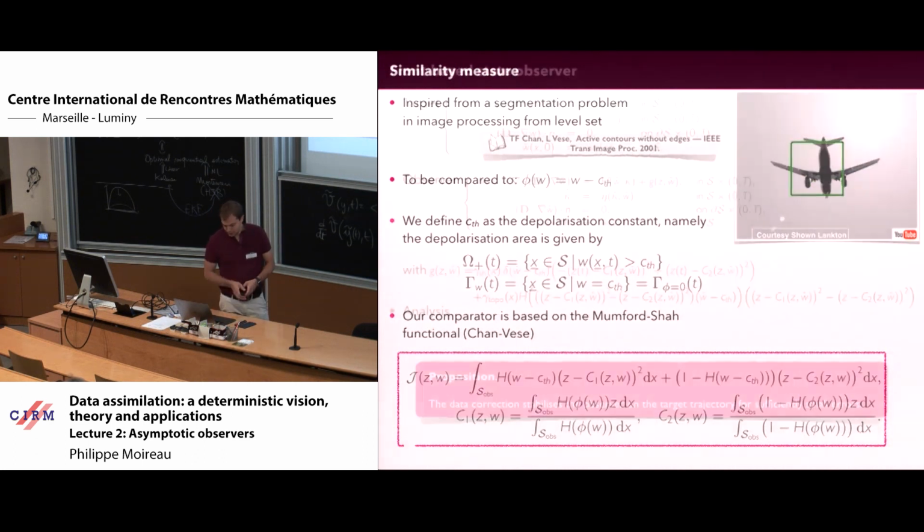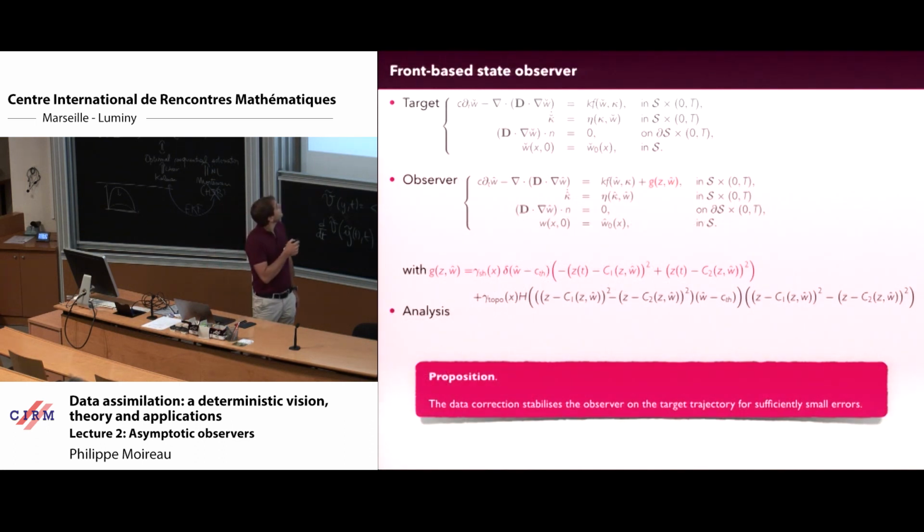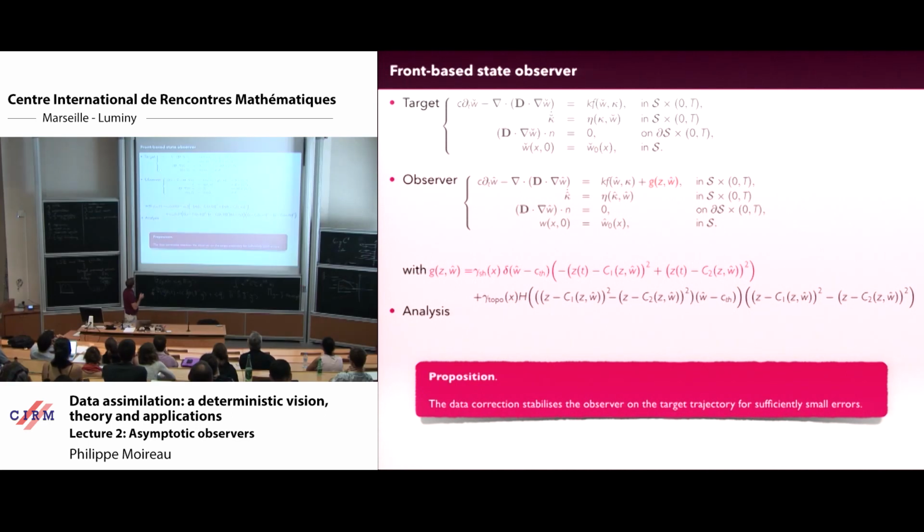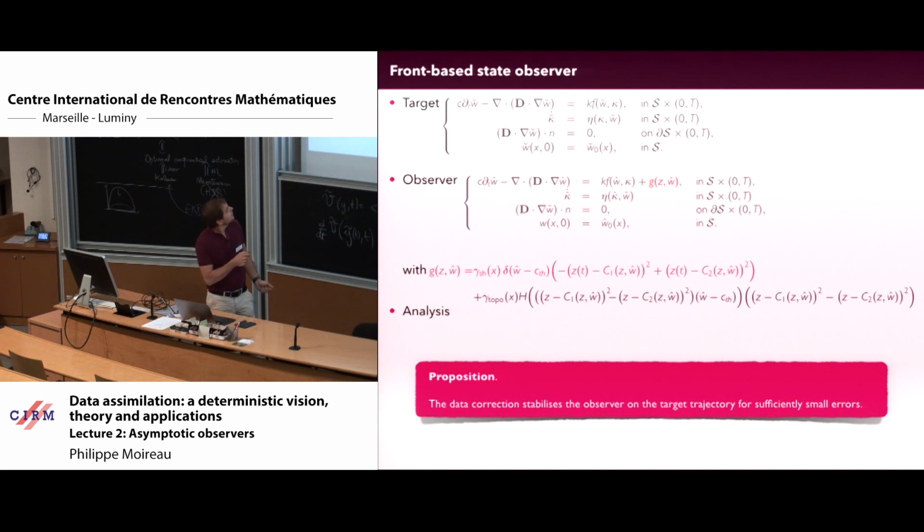And so from this functional, we decided to compute the gradient of the previous functional with respect to the state. In order to compute such a gradient of a shape, you need shape derivative or topological derivative. So we combine shape derivative and topological derivative to actually define an observer.